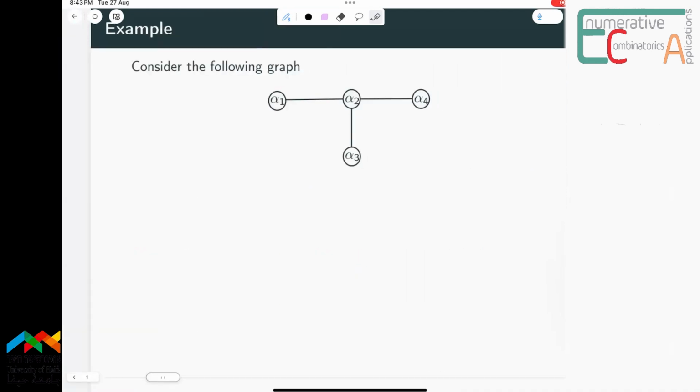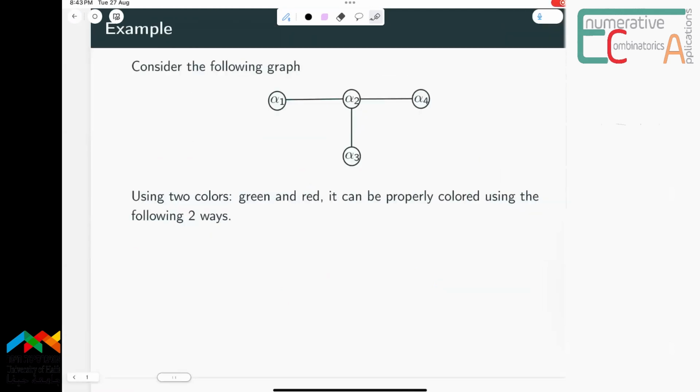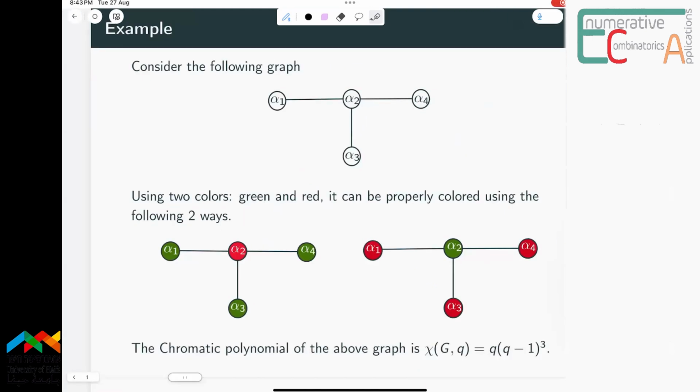For example, suppose this is my graph which has four vertices, and I want to color this graph using two colors, say green and red. Then there are only two ways of properly coloring this graph. So if I have Q colors, then this vertex has Q choices and this vertex has Q minus 1 choices. And this again has Q minus 1 choices because I can't use the color that I have used earlier. It again has Q minus 1 choices. So this is the chromatic polynomial, the total number of ways of coloring this graph.